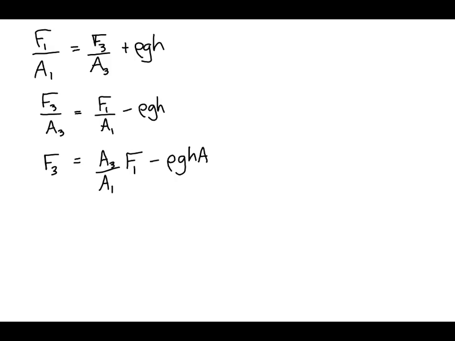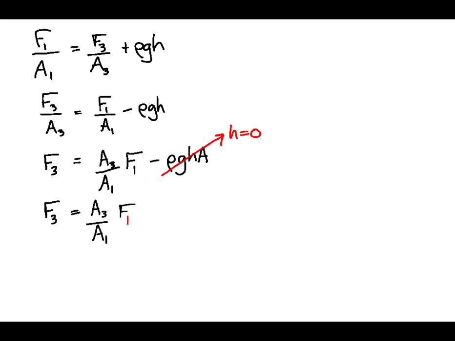Since we want the maximum weight that the large piston can support, and since we only have 250 newtons to work with on the smaller piston, we will set h equals 0 such that there is no height difference between the two pistons at points 1 and 3. This leaves us with the force on the larger piston equal to the ratio of the areas of the two pistons times the force supported by the smaller piston.